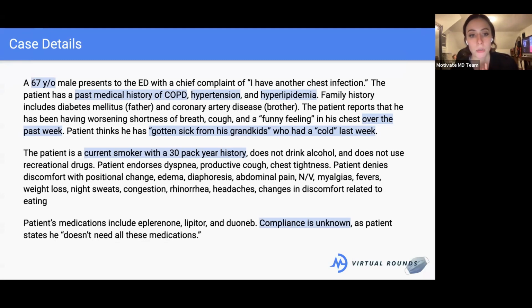Past medical history is also super important. So we know he has a history of COPD, hypertension, hyperlipidemia. And so some of these things are certain risk factors for certain diagnoses. And then we can move on to, he's had a funny feeling in his chest over the past week. So time frame, right? This is the past week, which is quite a long time for chest discomfort. And then he thinks he's gotten sick. So we know that his grandkids had a cold last week. So that can cue us in. Okay, we're starting to form differentials at this point, right? Also a 30-year pack history, and compliance is unknown for medications.